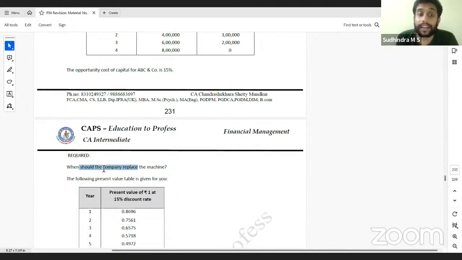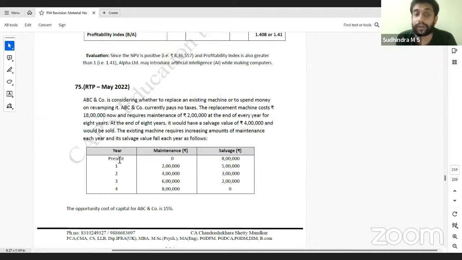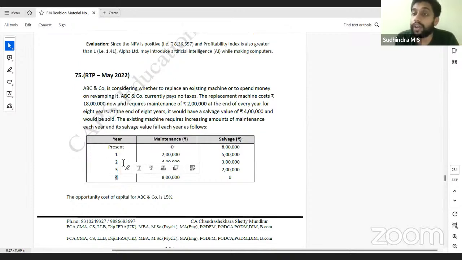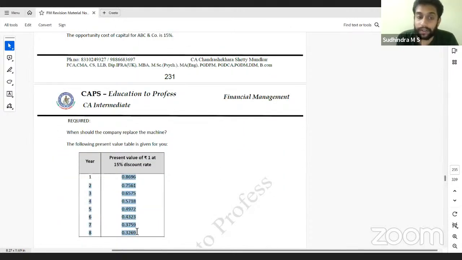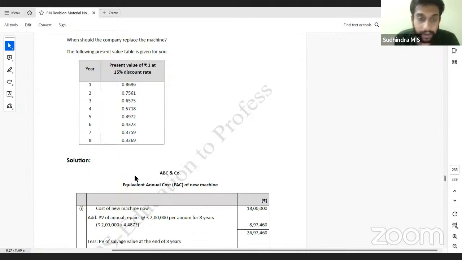What should we do? We should see when the company should replace the machine, whether now, or at the end of 1 year, end of 2 years, end of 3 years, or end of 4 years. They have given us the present value interest factor also. If they have given the present value interest factor, you have to consider the same, irrespective of the decimals that they have. The same decimal numbers you have to consider, even if they have not given us 4 decimal points.